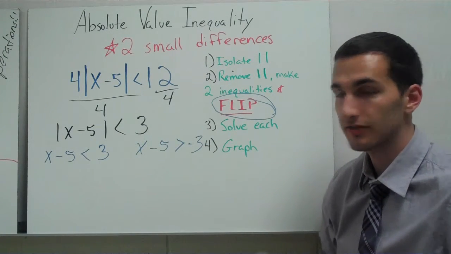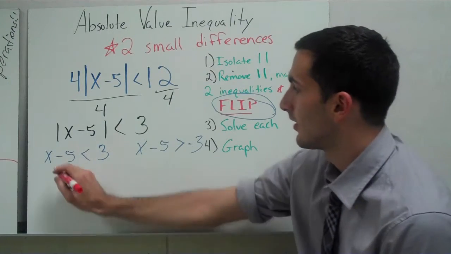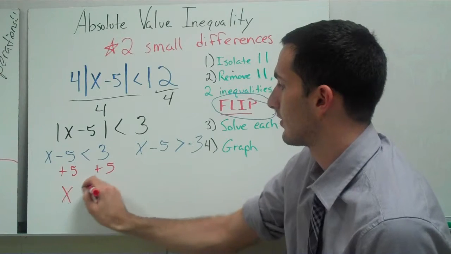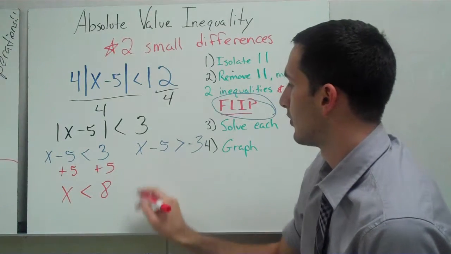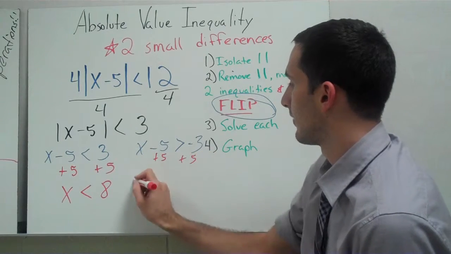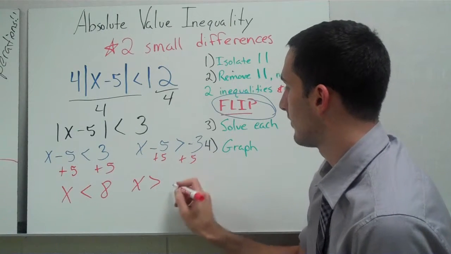Third step is exactly the same. We're going to solve these. So we're going to add 5 to each side here. And x is less than 8. And over here we're going to add 5 to each side. And we get x is greater than 2.